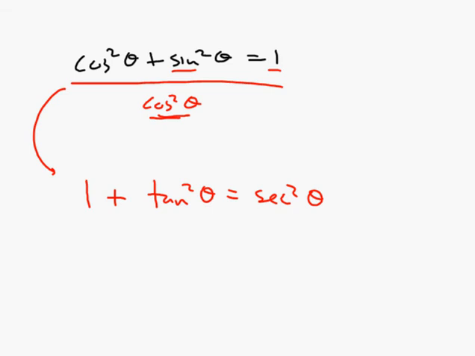And then what else could you have divided by? Instead of dividing by cosine squared, you could have divided by sine squared. So we'll do that one in green. You'd have cosine squared over sine squared.